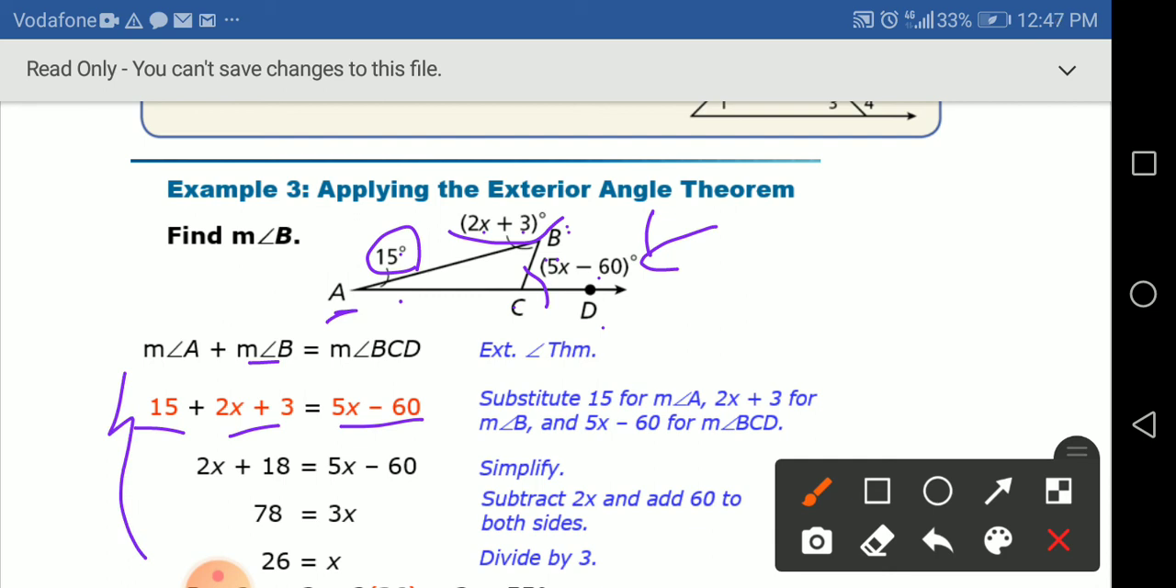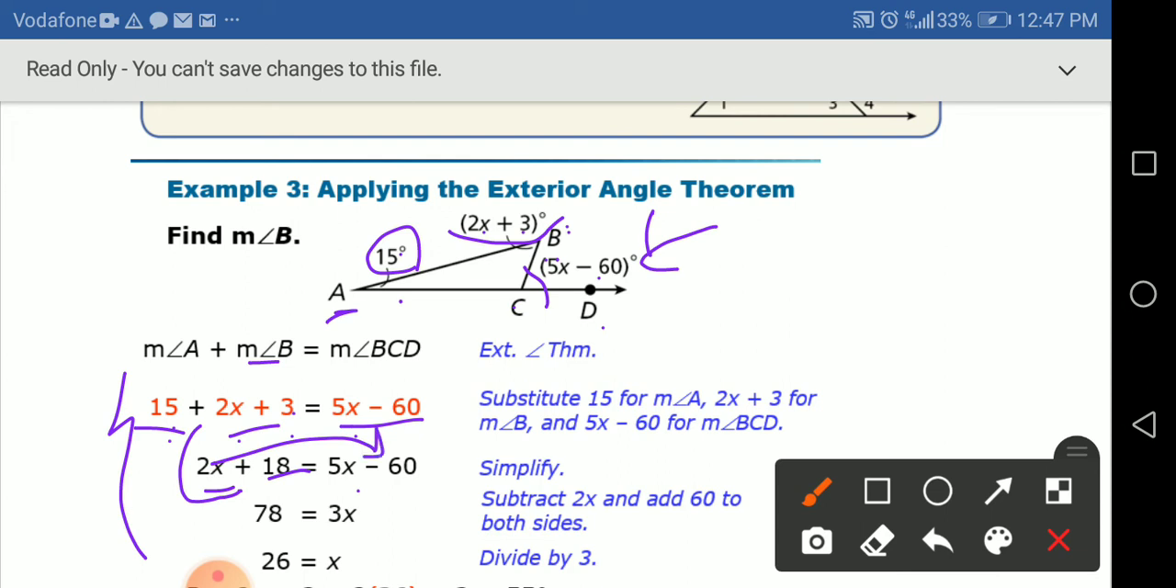Okay, and solve here algebra. So I have here 15 plus 2x plus 3, and I also have x's. So I want to simplify, to put the like terms together. So I have here 2x, 15 plus 3 gives me 18, and I have here 5x minus 60. What should I do? Put the like terms together, the x's together and the numbers together.